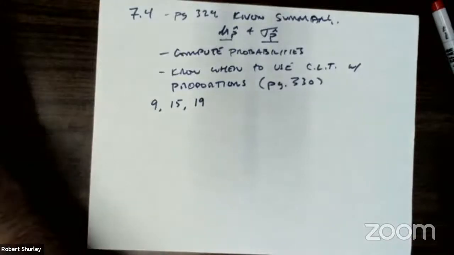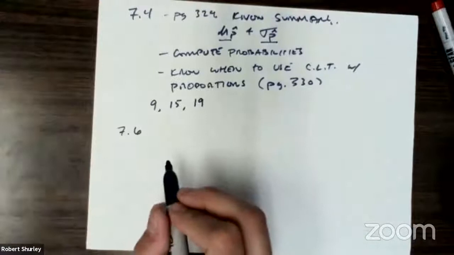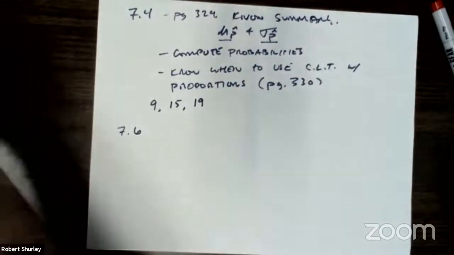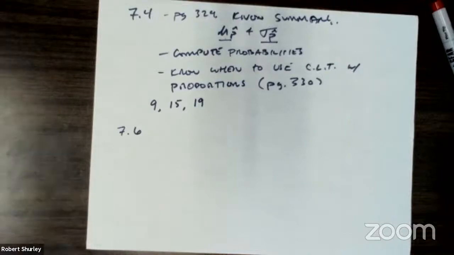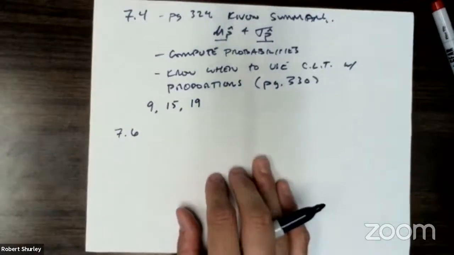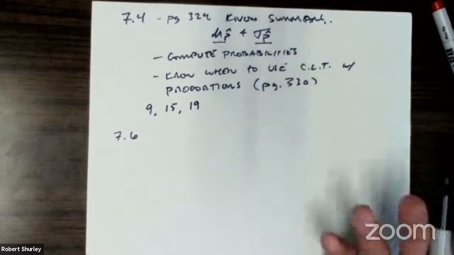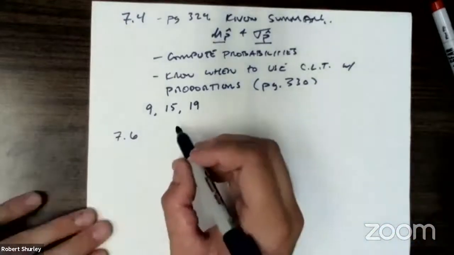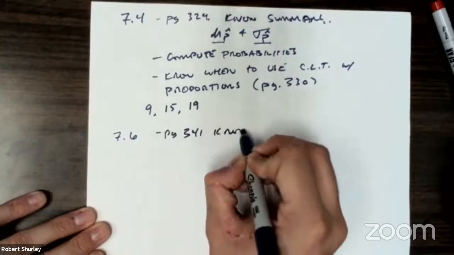We didn't do 7.5. And then 7.6 is a little different because I did not give you homework on 7.6, but I need you to know some definitions. Actually, on 7.6, you told us to do just number 7. Exactly. I was going to say just number 7. I forgot about that. So know the summary. Page 341, know the summary.